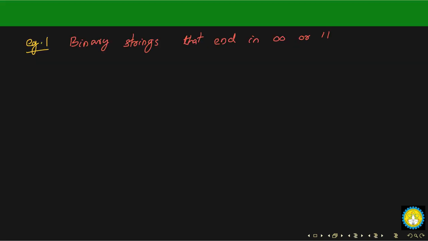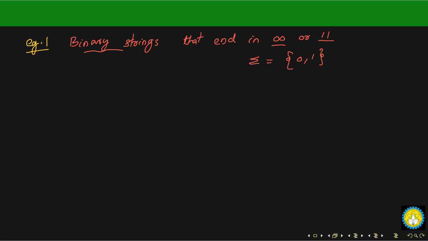In this example, we are going to construct a DFA which accepts binary strings that end in 00 or in 11. Since it is given that it is binary strings, we already know that the set of alphabets is defined as {0, 1}, because a binary string can contain only 0 and 1. And now we have to look at the string patterns which have to be accepted.